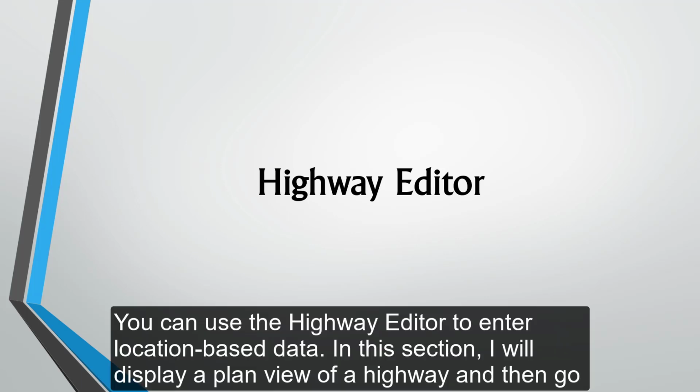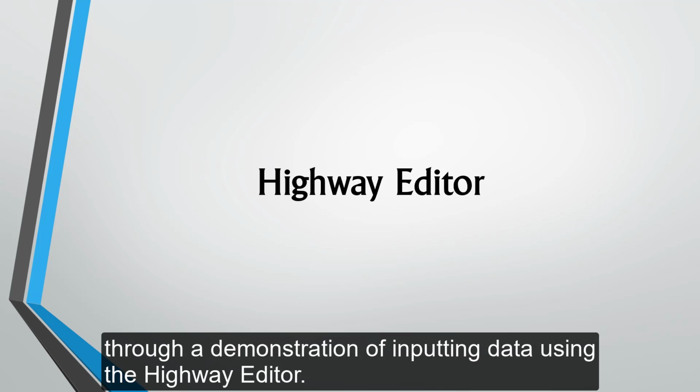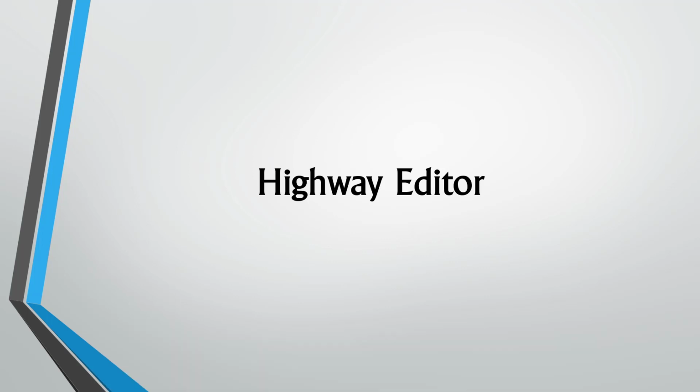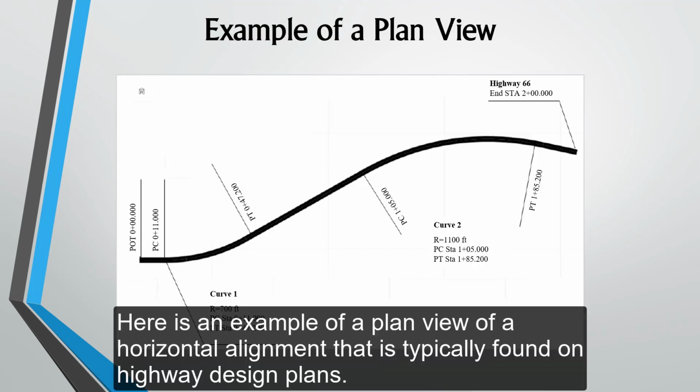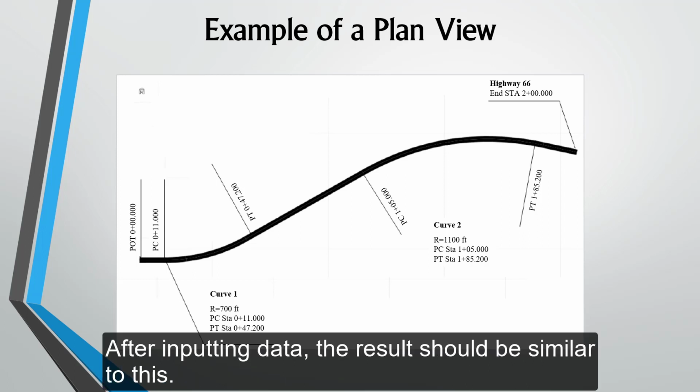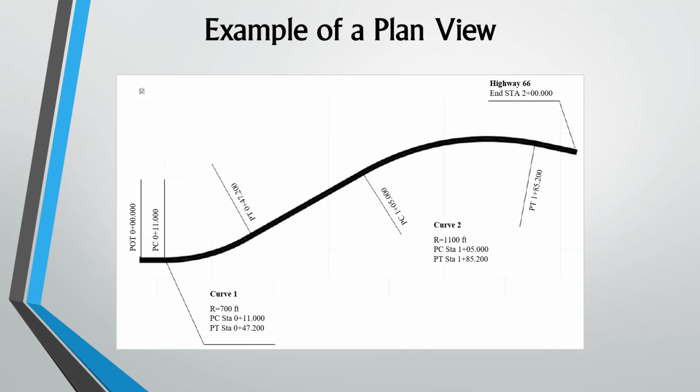You can use the Highway Editor to enter location-based data. In this section, I will display a plan view of a highway and then go through a demonstration of inputting data using the Highway Editor. Here is an example of a plan view of a horizontal alignment that is typically found on highway design plans. After inputting data, the results should be similar to this.